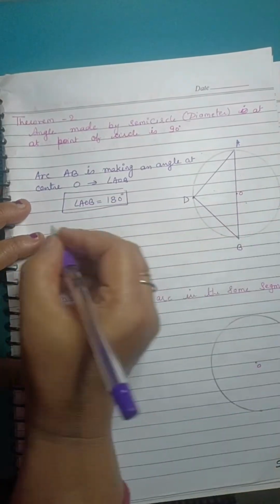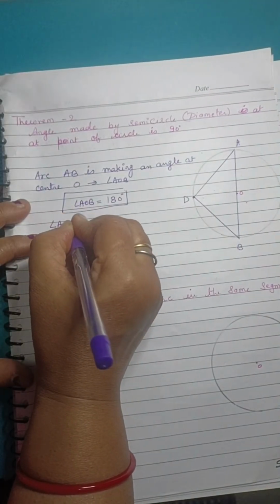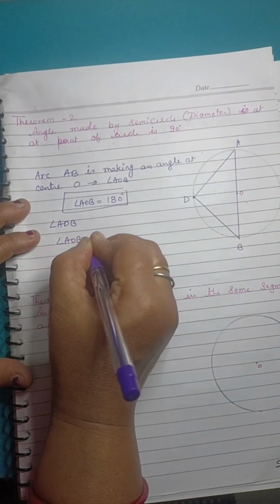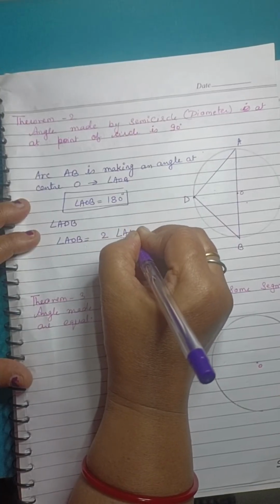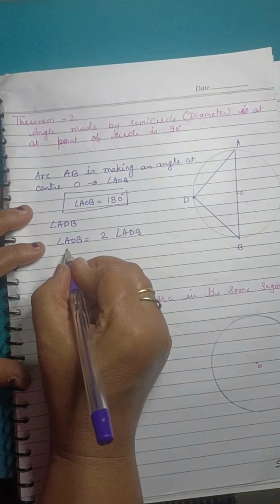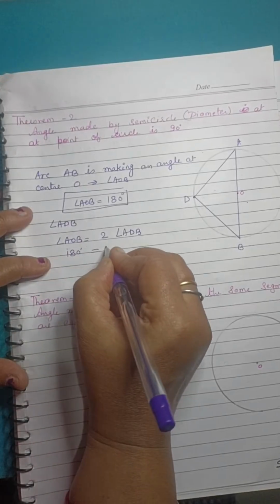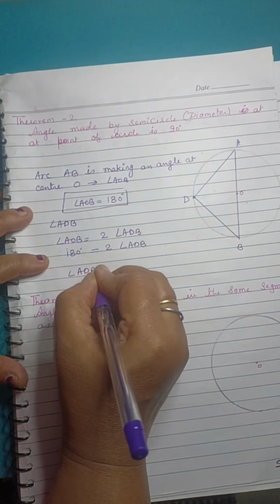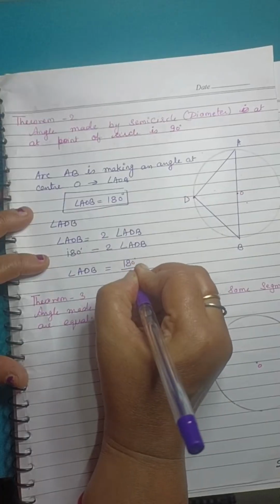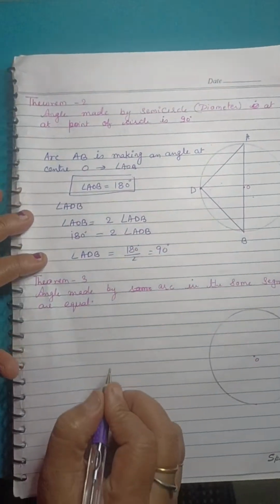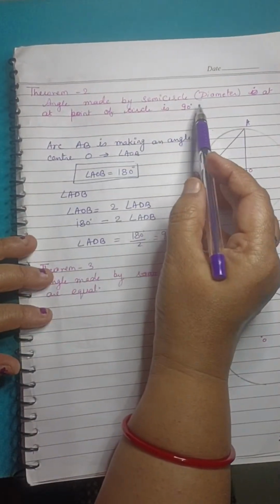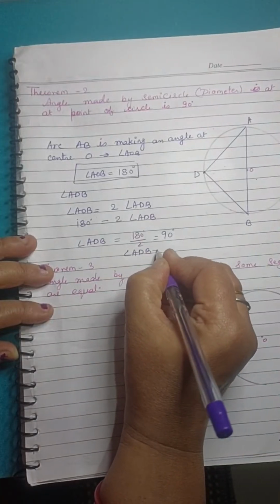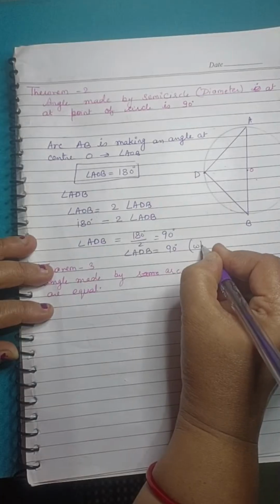Now arc AB is making another angle at any other point, that is ADB. So according to the theorem, angle AOB is twice of angle ADB. So here the value of AOB is 180 degrees equals twice of angle ADB. So angle ADB you will get 180 degrees divided by 2, that is 90 degrees. So what we have proved is that the angle made by a semicircle at any point is 90 degrees. So ADB equals 90 degrees.